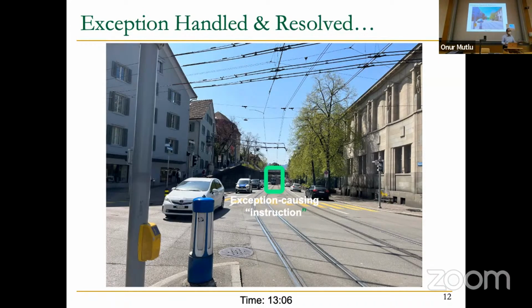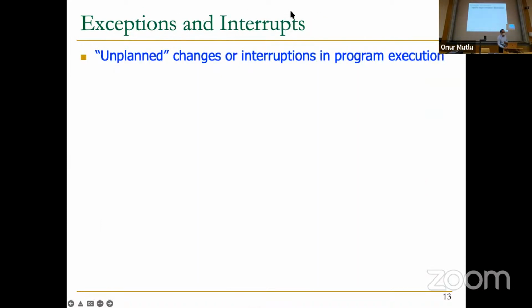So I like this analogy, but clearly it's not a perfect analogy because these trains are not a single program. But basically, where the analogy is really the same is you have unplanned changes or interruptions in program execution. You're executing a program, lots of instructions. You have some unplanned thing that happened. You didn't plan it. An instruction did not execute correctly, or the data value was not good enough for the instruction to execute correctly, or someone interrupted the execution.